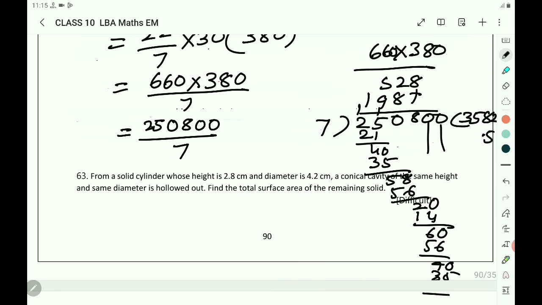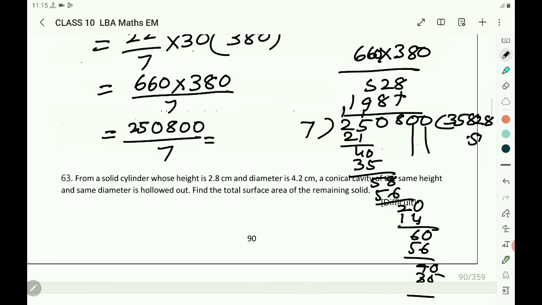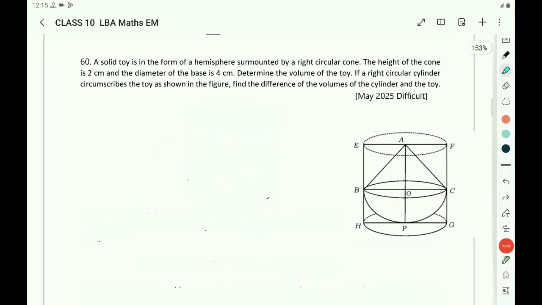Again 5 is remaining. 7 7s are... So you got 35828.57 cm square.